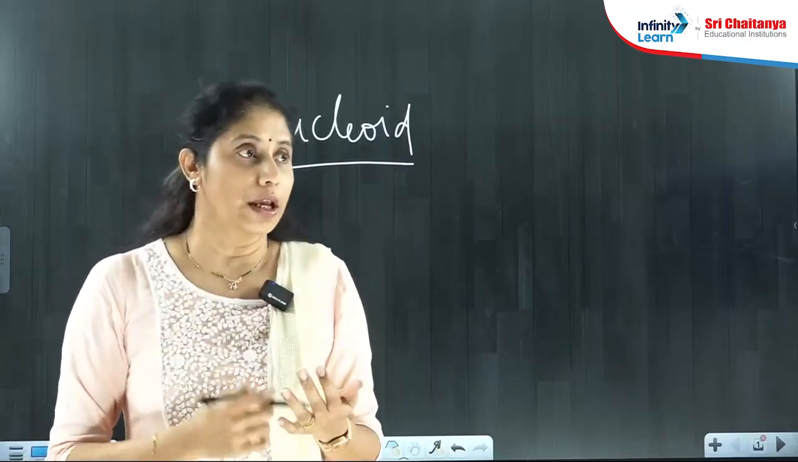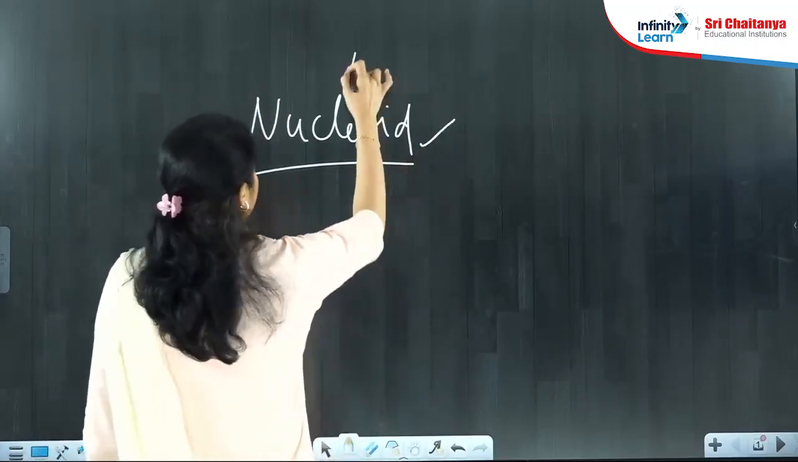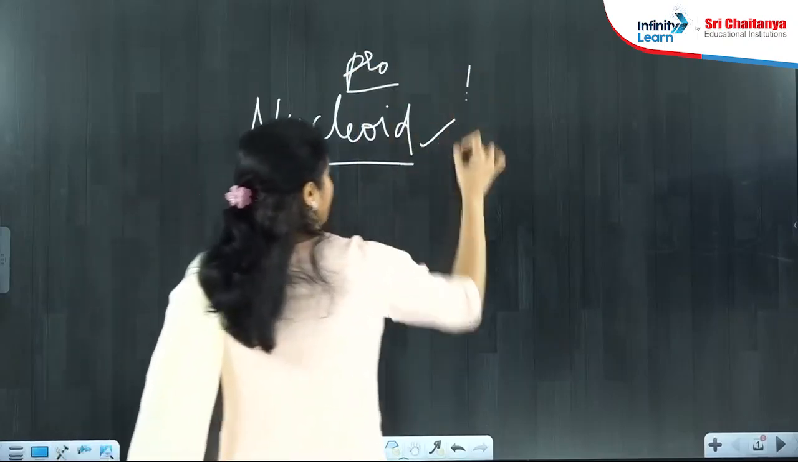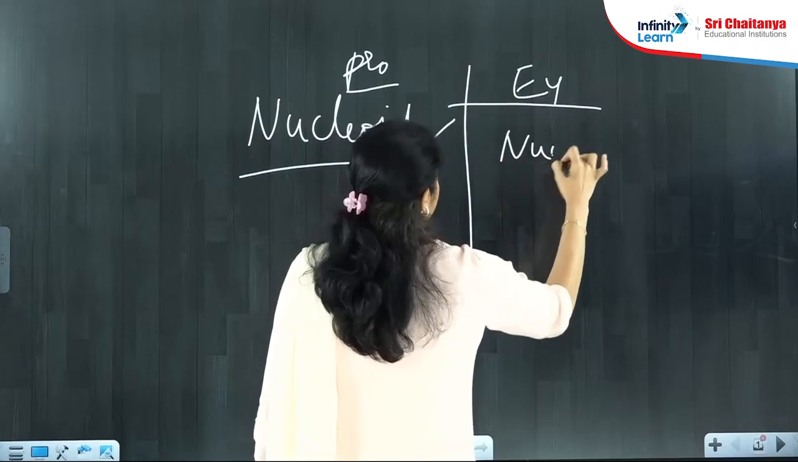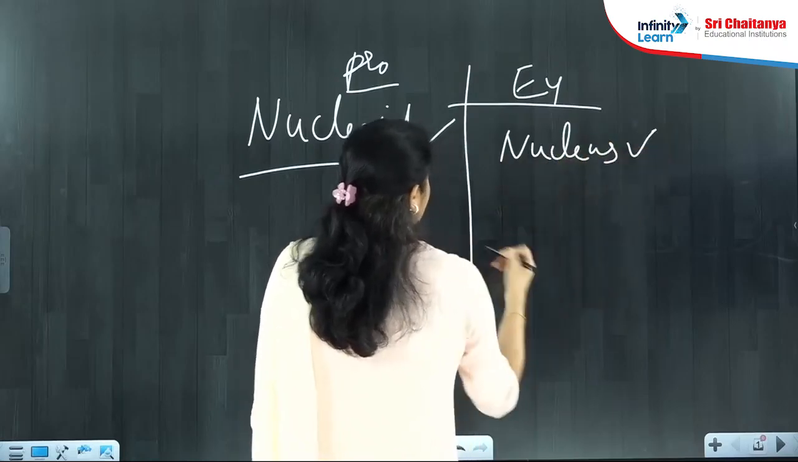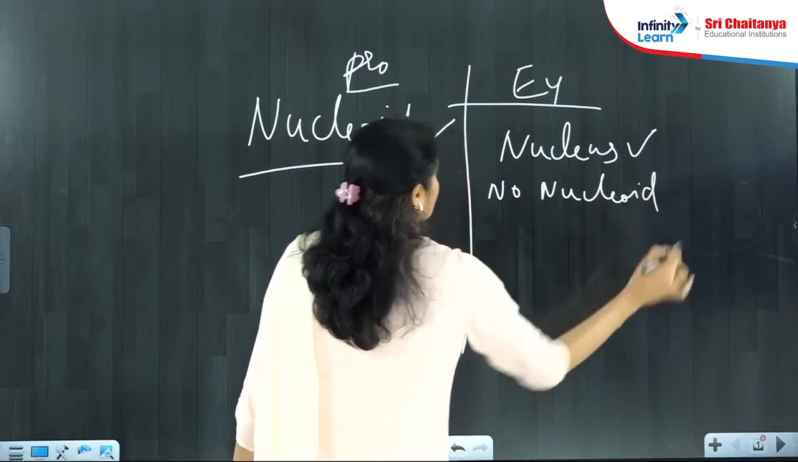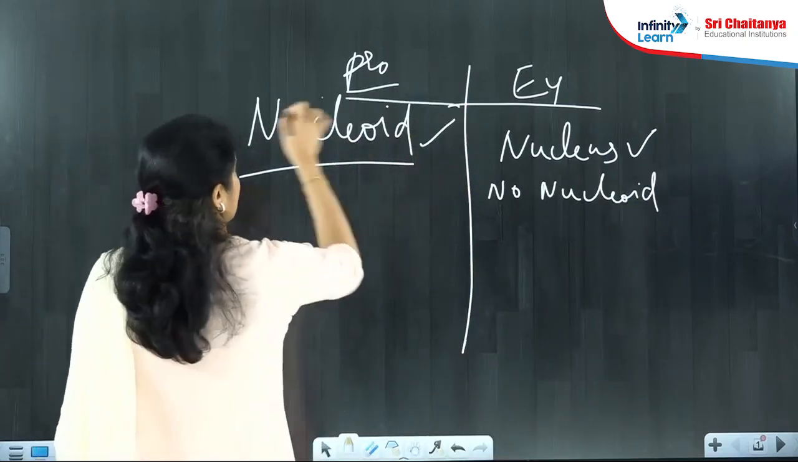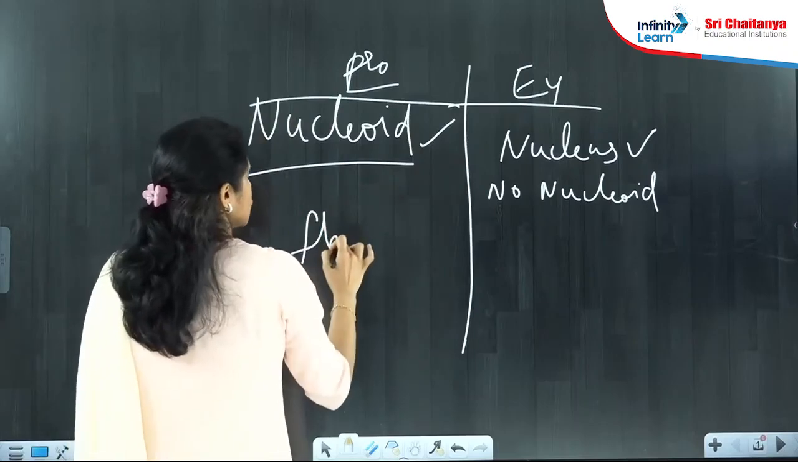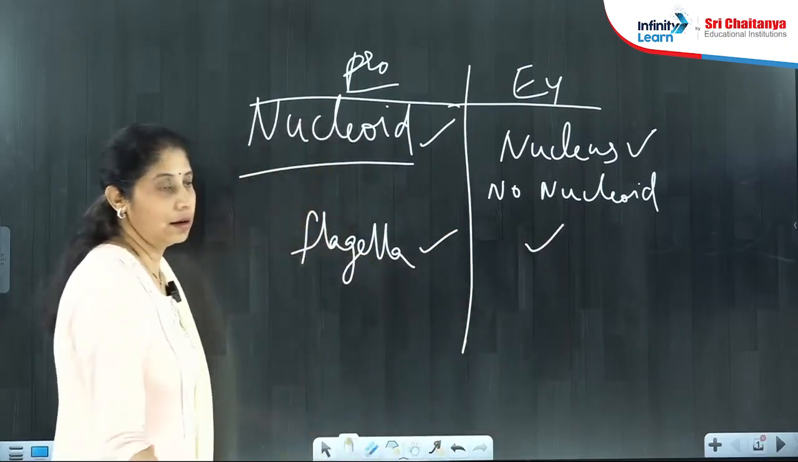For example, I am taking nucleoid. Nucleoid is present only in prokaryotes. In eukaryotes, instead of that, nucleus is present, no nucleoid. Cytoplasm is present in both of them. And motile forms will have the flagella here also. Flagella are present here as well as here.